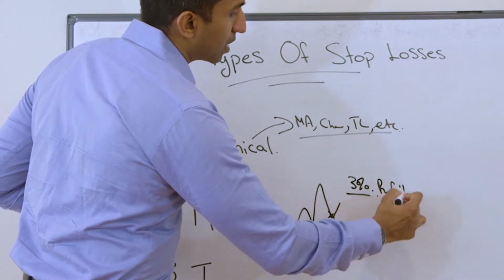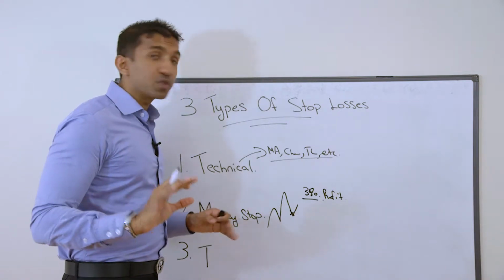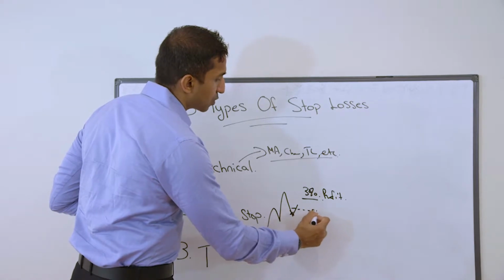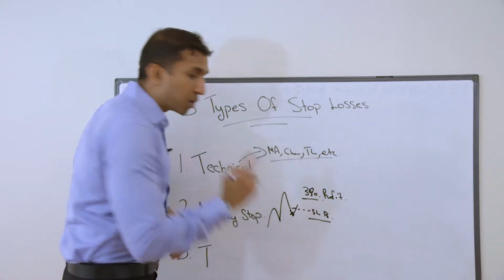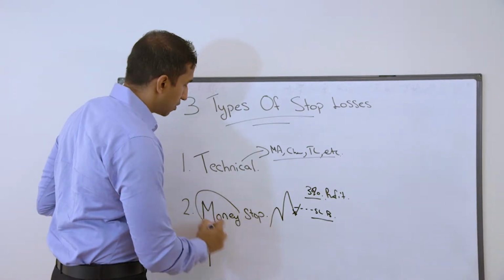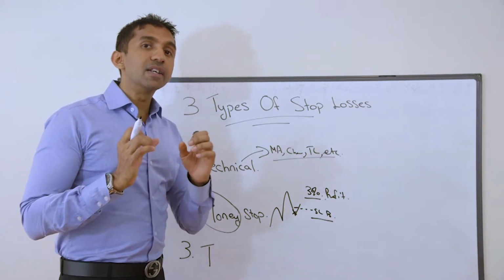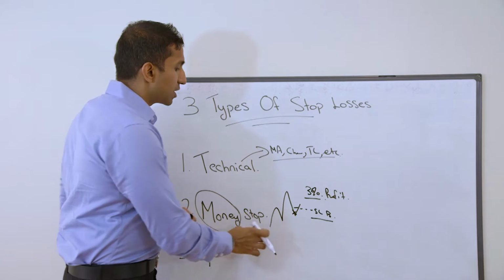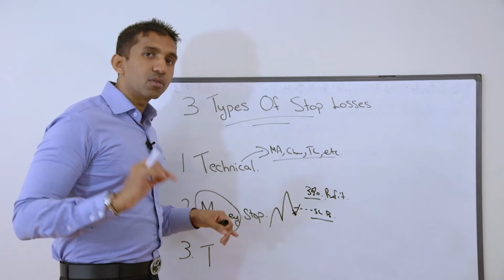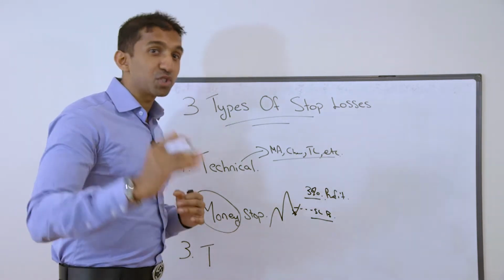At 3% profit, you don't care where the moving averages are, or where the price bar pattern is. You would just move your stop loss to break even, let's say just over that. So that is purely based on money. That's why it's called a money stop, because the stop loss is adjusted according to your profits or your losses. Usually, all the time, it is through your profits. That's when you trail and then adjust your stop loss.